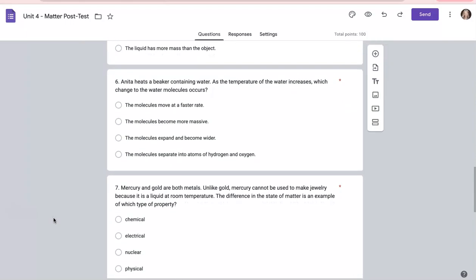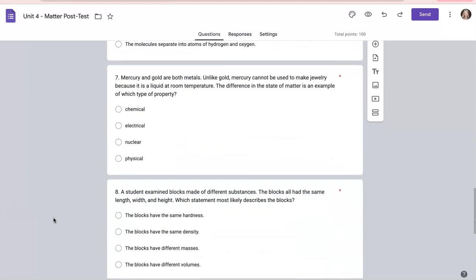Number 6, Anita heats a beaker containing water. As the temperature of the water increases, which change to the water molecules occurs? The molecules move at a faster rate. They become more massive. The molecules expand and become wider. The molecules separate into atoms of hydrogen and oxygen.